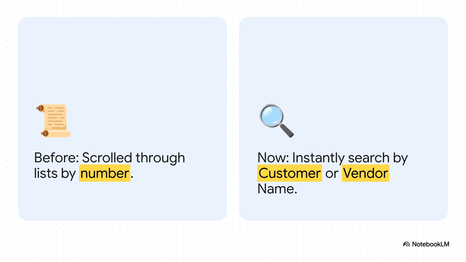And the solution? Oh, it's so simple, it's genius. Before, you were stuck searching by number. That was it. But now, you can just type in the customer name in AR or the vendor name in AP, and bam, there it is. I know it sounds like a small thing, but this is a massive quality of life improvement. We're talking about saving clicks and saving time every single day.